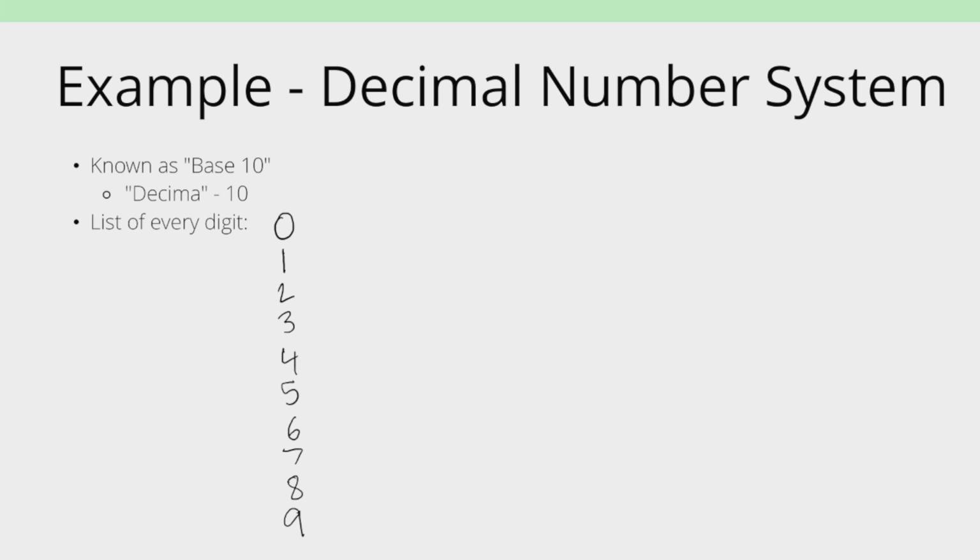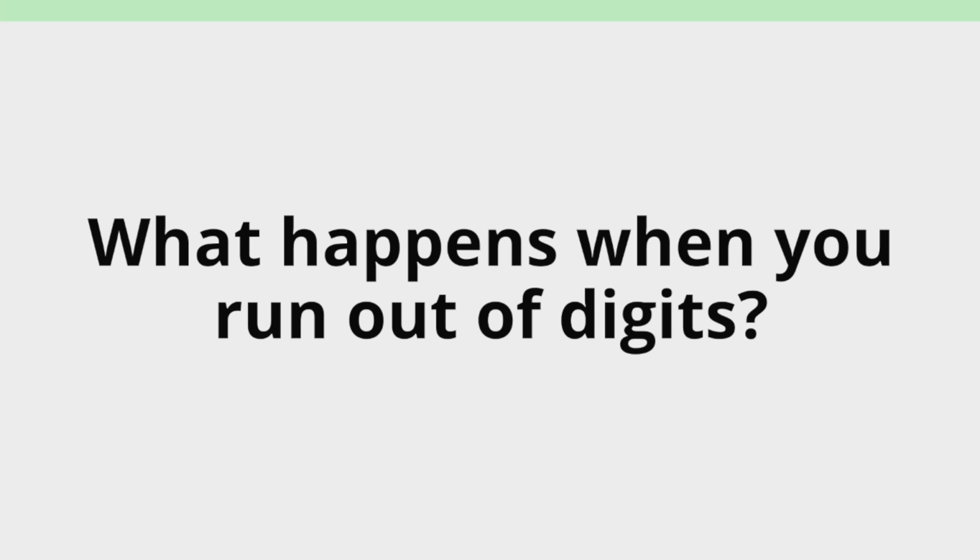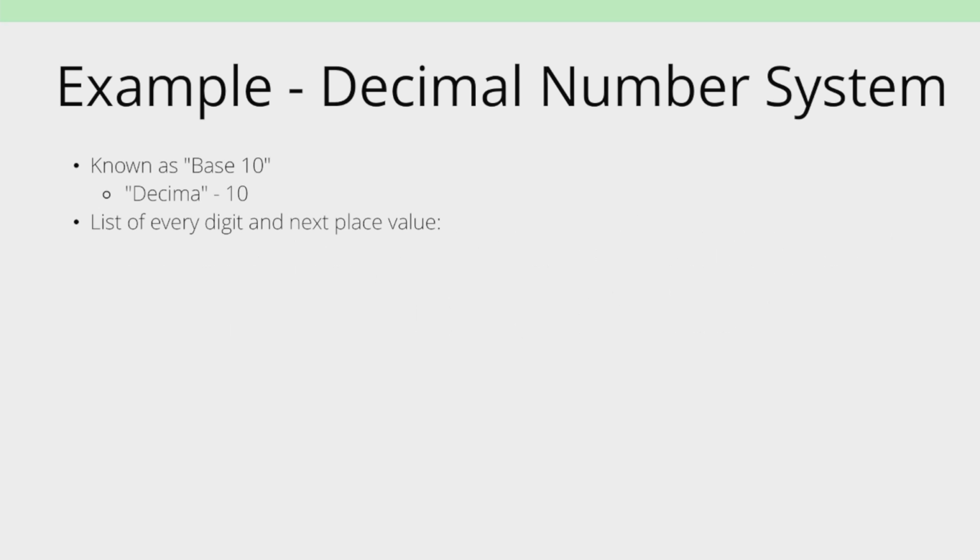Now you're going to notice there are 10 digits. Okay, 0 is the first digit, 1 is the second digit, and 2 is the third digit, and so forth. There are 10 digits in the decimal number system. Decima means 10. Now, let's go ahead and ask this question ourselves. What happens when you run out of digits in your counting? Let's give it a try. So I'm going to start counting.